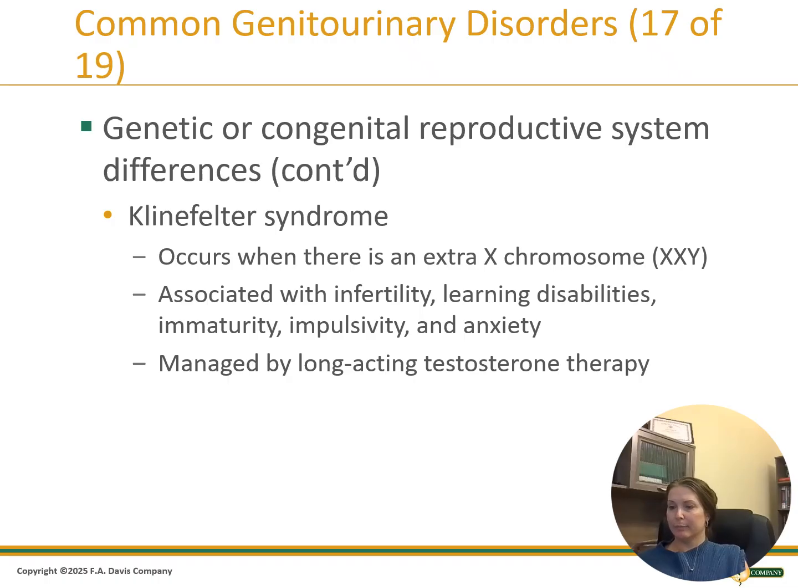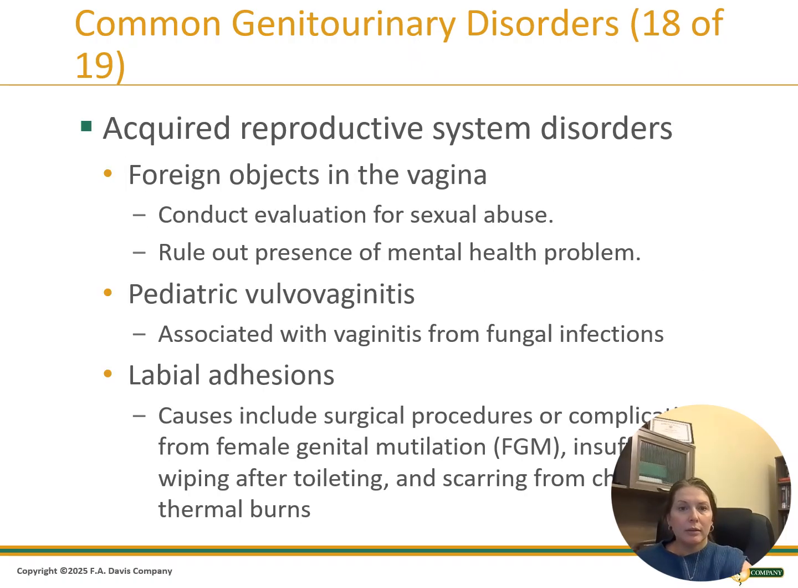They can have some cognitive and behavioral disabilities. It says especially with language and reading. They're often socially immature, impulsive, at an increased risk of anxiety and depression. So management of this is going to be long-acting testosterone therapy to help promote the male secondary sex characteristics, increase muscle mass, deepen the voice, and then improve overall bone health. Okay. So again, this is going to be a lifelong hormone replacement.